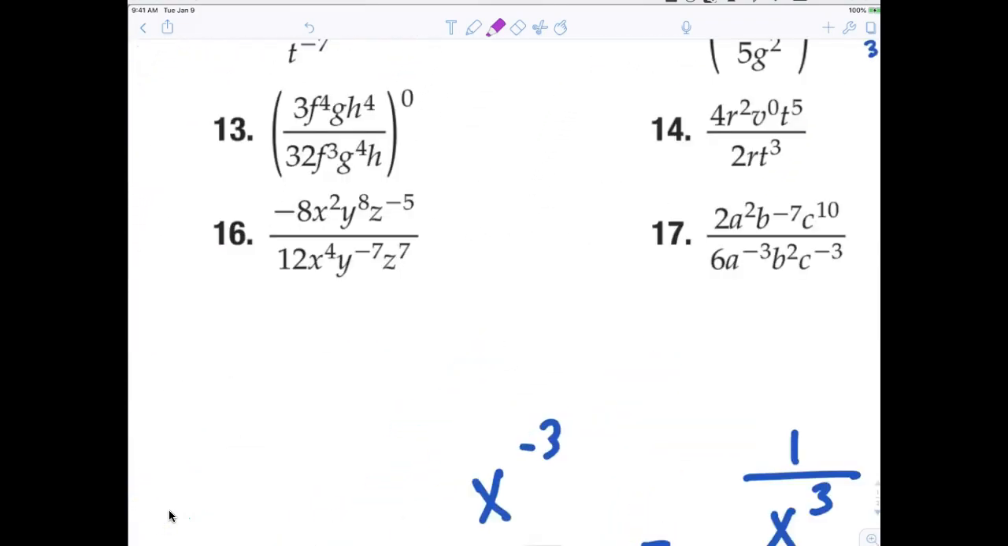Next. This is the hard one. Quiet, please. 13. Be careful. Wow, good job. Anything to the 0 power is a 1. You can spend lots of time messing around with that, or you can say anything to the 0 power is what? 1. Everything there is being raised to the 0 power.